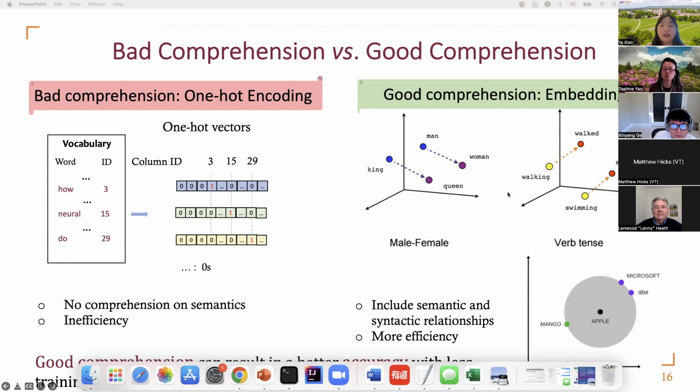On the contrary, an example of good comprehension is like this. An embedding approach vectorizes the language tokens in a way that their semantic and syntactic relations are preserved. Intuitively, we can see the distance between the vectors men and women is similar to the distance between king and queen, and so do the verb tense pairs, walking and walked, and swimming and swam. And if we track the close vectors of the word apple, we would find the near words are also related ones, such as Mango, IBM, and Microsoft. This good comprehension is very helpful and can result in a better accuracy with less training data.